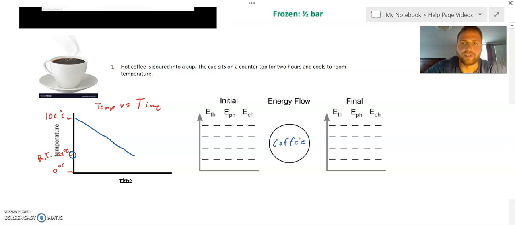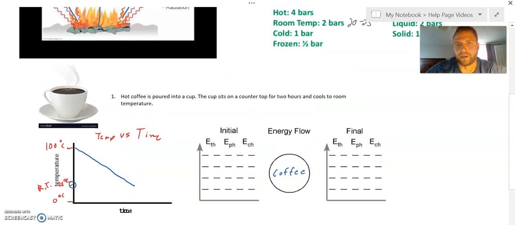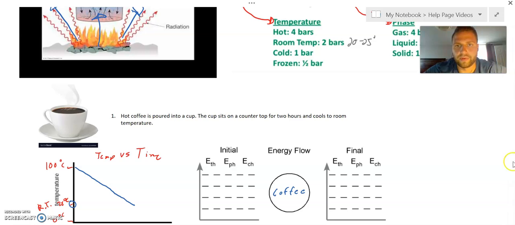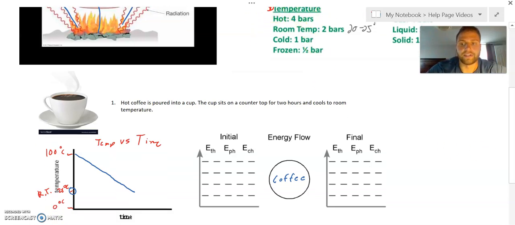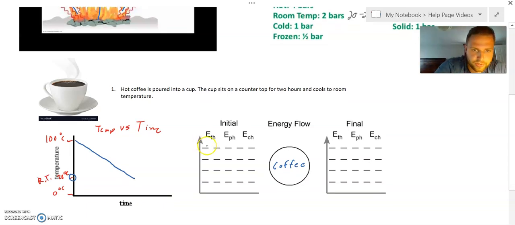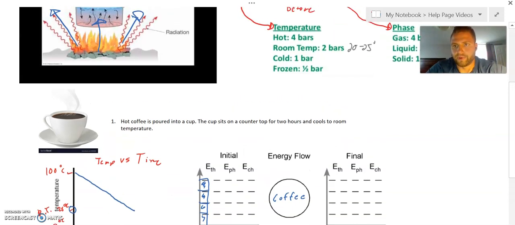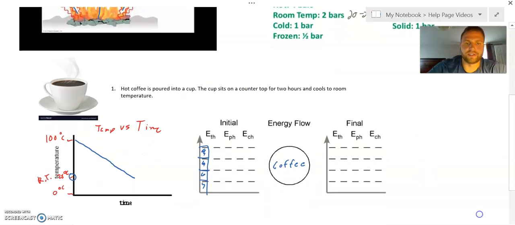And our thermal to start, let's double check what we need. What temp? Definitely 4 bars because it's hot to start, okay? So let's draw those 4 bars in. There's 1, 2, 3, 4. The phase, let's check that out. What do we need? Definitely a liquid, so 2 bars for phase. Let's put that in there.